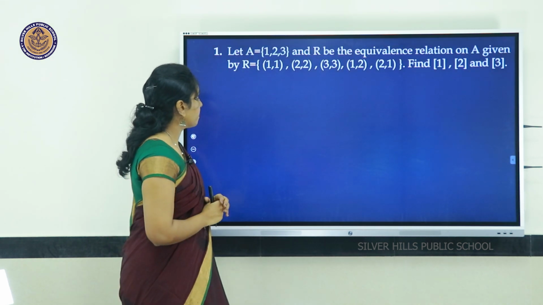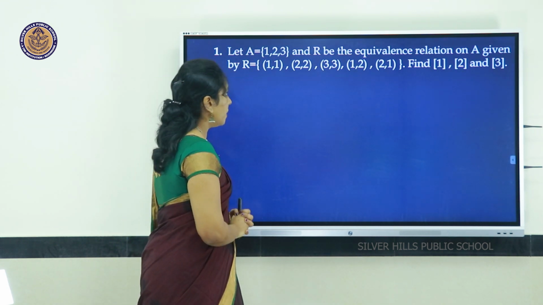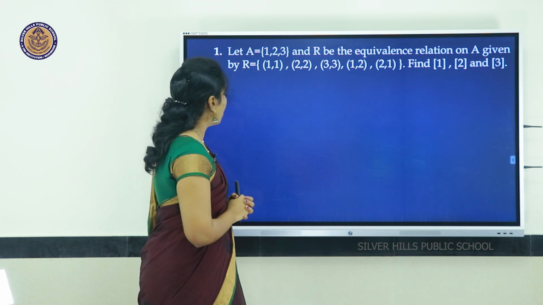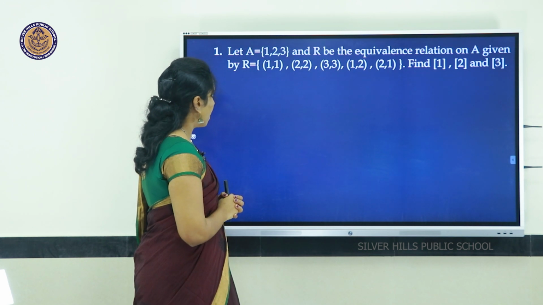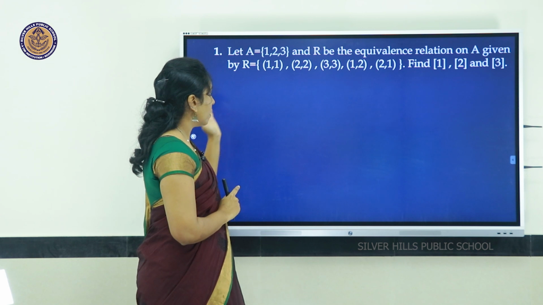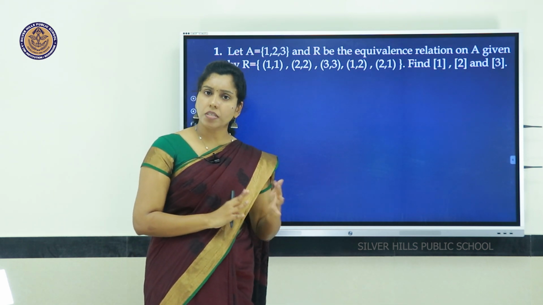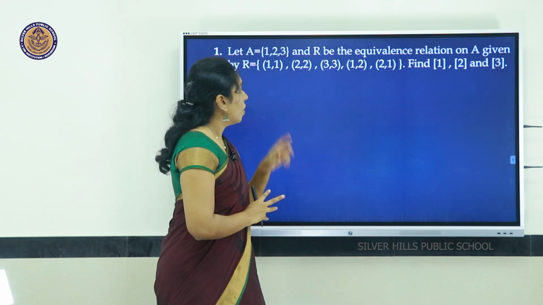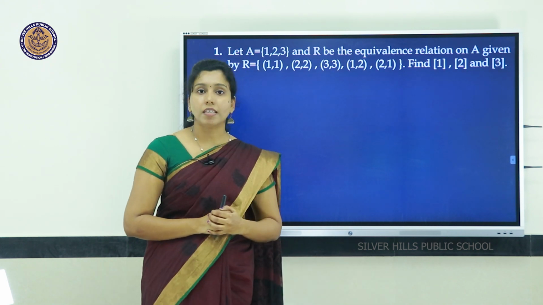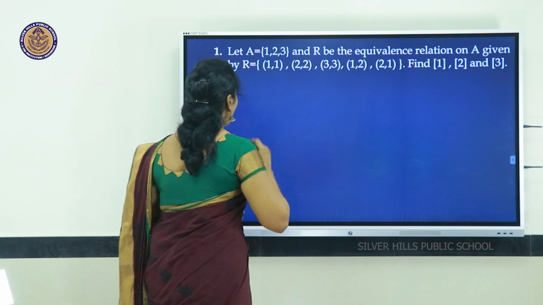Look at this. You have a set, let A equal to the set {1, 2, 3} and R be the equivalence relation on A given by R equal to {(1,1), (2,2), (3,3), (1,2), (2,1)}. Okay, these are the pairs and definitely this is an equivalence relation. It is given in the question, so we are not going to prove it. What is the next part? Find equivalence class [1], equivalence class [2] and equivalence class [3].